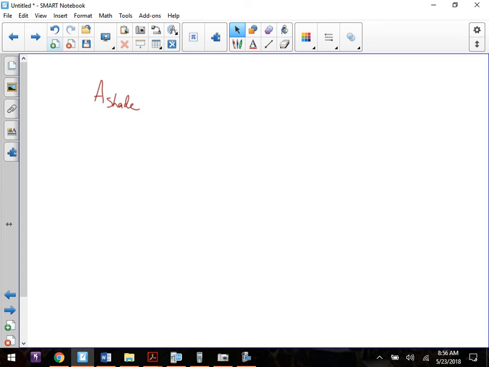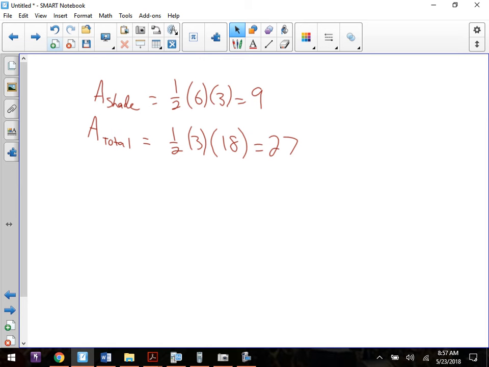So your area of the shaded region. Well, the shaded region happens to be a triangle with base and height of 6 and 3. Okay with that? So it's 1/2 times 6 times 3, which is 9. The whole thing, the total, is a trapezoid. So the whole thing is 1/2 times height of 3 times the sum of bases of 18. So that one winds up equaling 27. So your geometric probability is the shaded region over the whole region, otherwise known as 1/3.